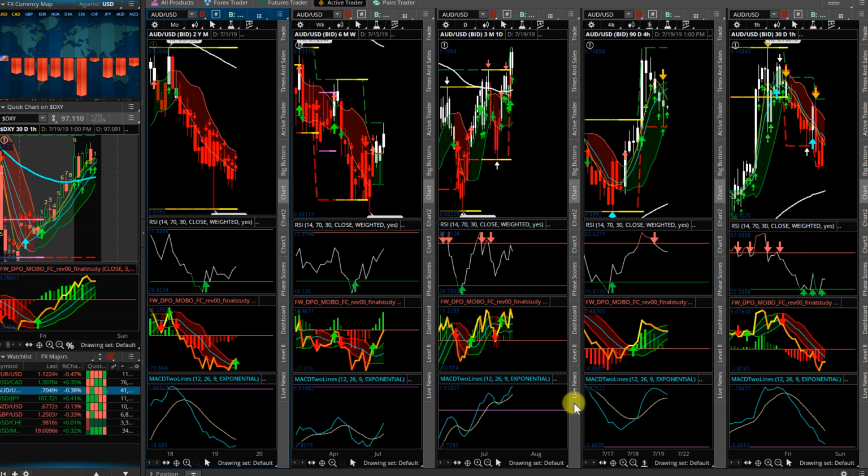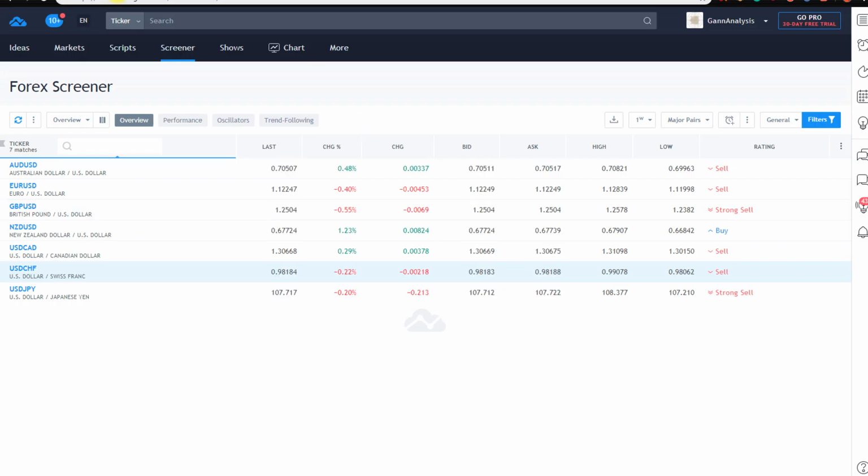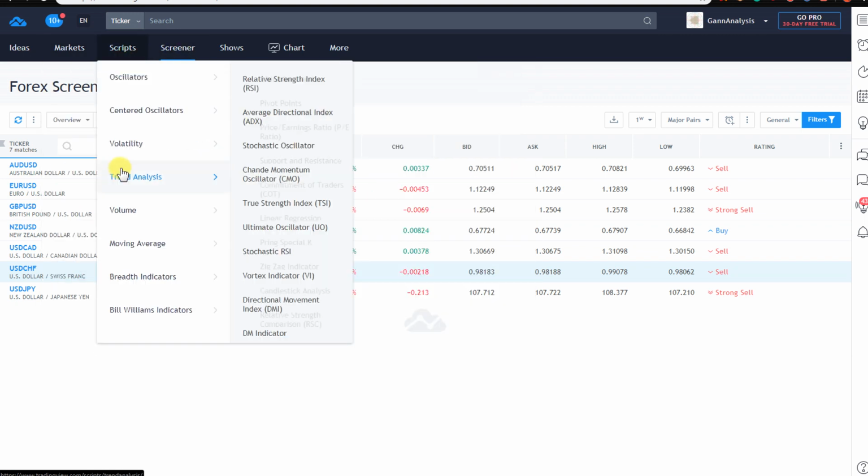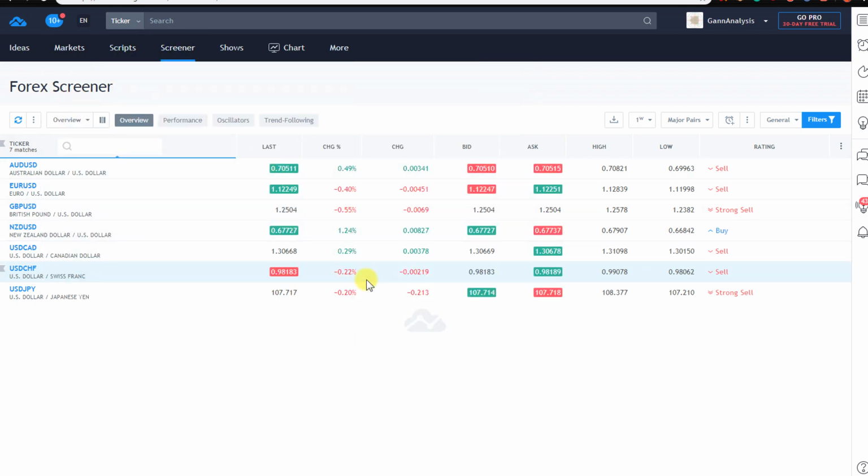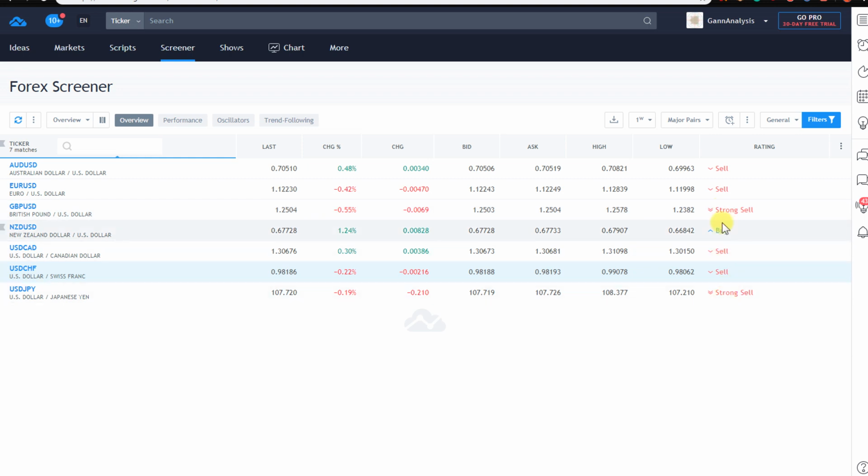Hey guys, I want to do a quick video on some indicators I use when I'm trading Forex and backtesting what the TradingView Forex Screener is showing. As an example, if you go to tradingview.com and go to the Forex Screener, it gives you an overall view in regards to what's happening in regards to signals with these instruments.